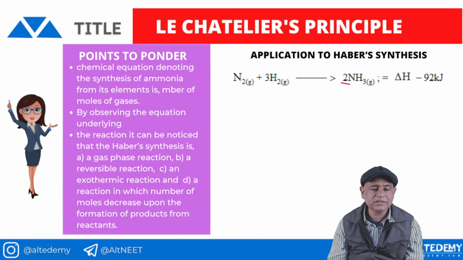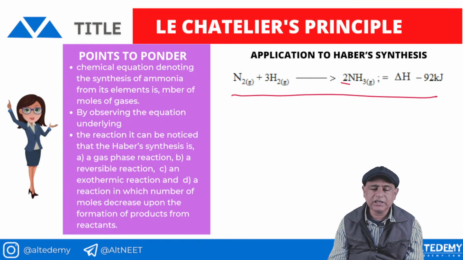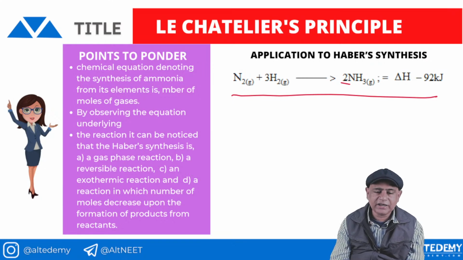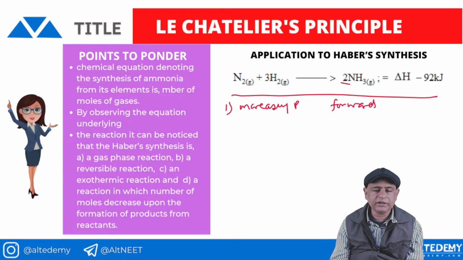Well, what are the applications of Haber synthesis? The chemical equation denotes the synthesis of ammonia from its elements. By observing the equation underlying the reaction, it can be noticed that the Haber synthesis is a gas phase reaction. We are talking about this particular reaction, which is the Haber process. Now you can clearly understand, if we are increasing pressure, the reaction will start moving in the forward direction. I hope you can understand that, because if it moves in the forward direction, it will be nullifying the pressure. Suppose we are increasing temperature.